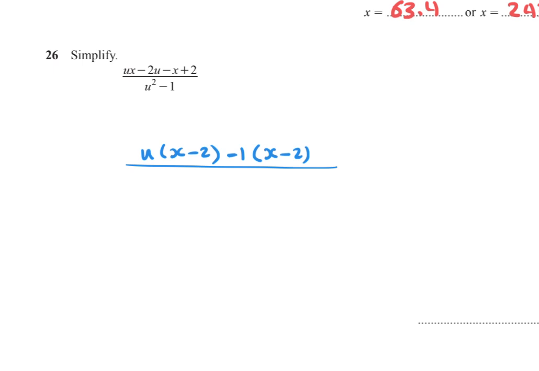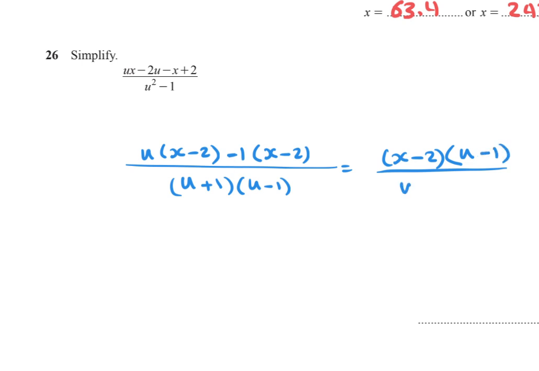Now for u squared minus 1, a difference of two squares, so (u plus 1) times (u minus 1). Now the numerator has a common factor, which is x minus 2. So x minus 2 times what equals u times (x minus 2)? Times u. And x minus 2 times what? Times negative 1, over (u plus 1) times (u minus 1). Now cancel the common factor, so the answer is x minus 2 over u plus 1.